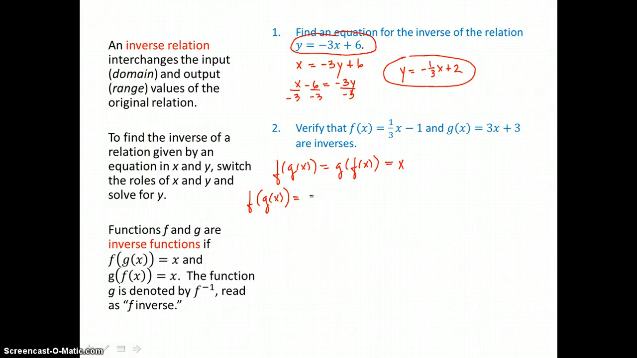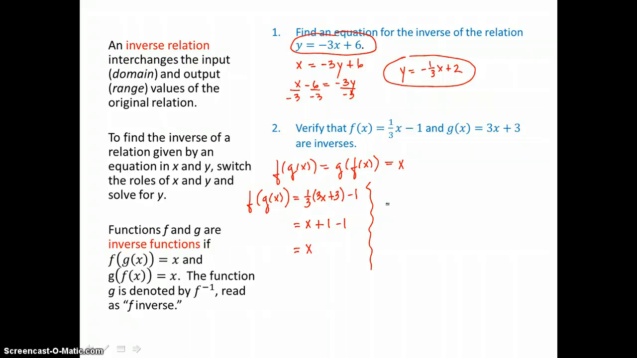So we're starting with f, which in problem 2 here is 1/3 times x minus 1, and in f we're going to put g. G is 3x plus 3. We'll distribute and add like terms to simplify. 1/3 times 3x is x, and 1/3 times 3 is 1. Positive 1 and negative 1 are 0, so this composition does simplify to just x.